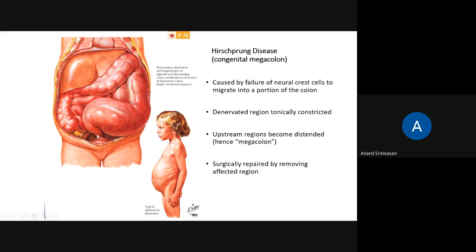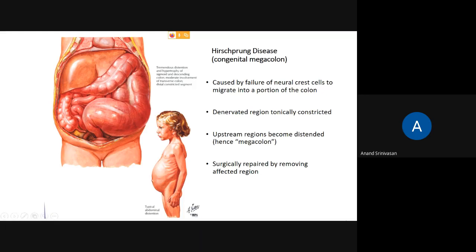And you know that this myenteric plexus develops from the neural crest cells. So this part doesn't have the nerve supply, and when they don't have the nerve supply, they will be constricted. So the proximal portion will be enlarged, leading to what is called megacolon.